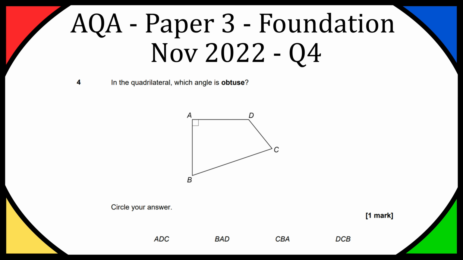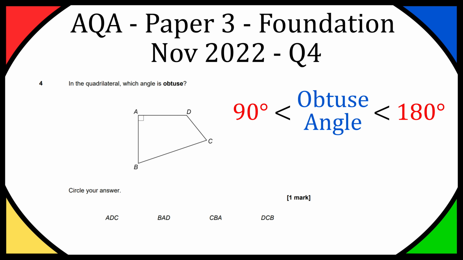Now just a recap of what an obtuse angle is. An obtuse angle is larger than 90 degrees but less than 180 degrees. Here's a little visual representation. So we have a 90-degree angle there, it's a right angle, and 180 degrees is a straight line. So the angle is going to be between these two.